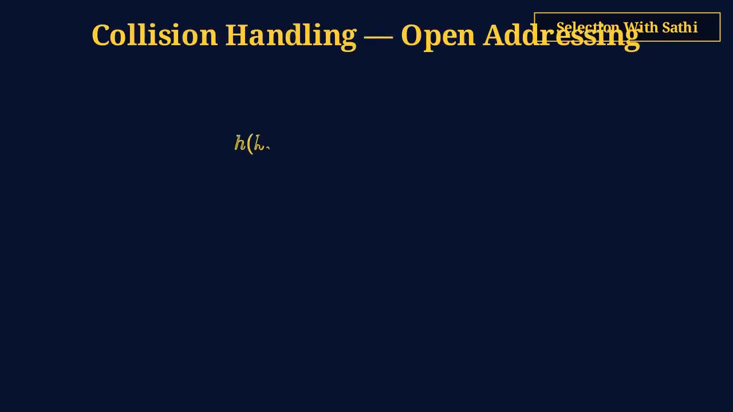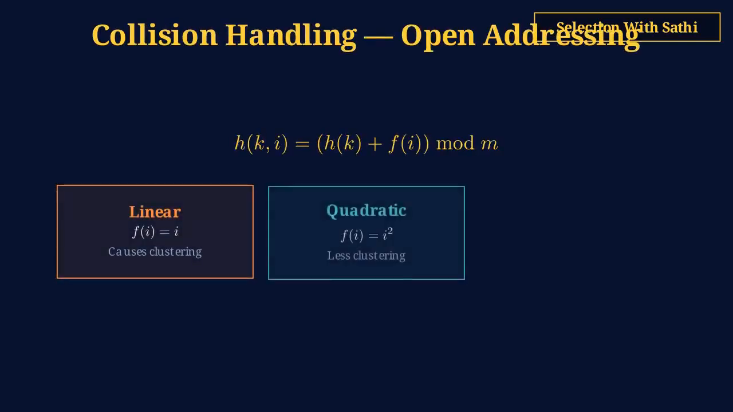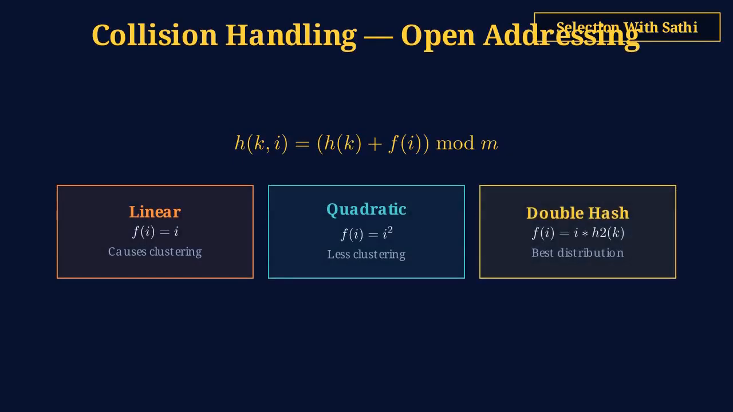The alternative to chaining is open addressing. Here, all elements are stored directly in the table with no linked lists. When a collision occurs, we probe for the next empty slot. Linear probing checks slot h(k), then h(k)+1, +2, and so on. It is simple but causes primary clustering. Quadratic probing uses h(k) + i squared, reducing clustering. Double hashing uses a second hash function for the probe step, giving the best distribution.